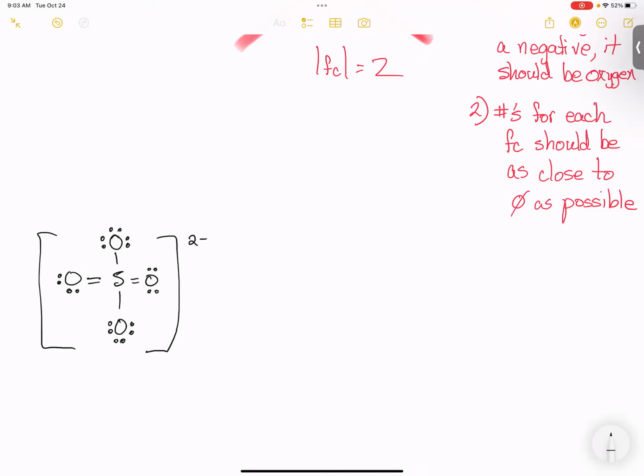Now, there's one more part to this one though. Sulfate is a good example on everything. Why the right and left oxygen? Isn't the top oxygen and the bottom oxygen the exact same? I mean, they're all oxygens. Is there a reason I put it on the right and left? Can anyone figure out if there's a reason why I put it on the right and left oxygen instead of the top and bottom oxygen?